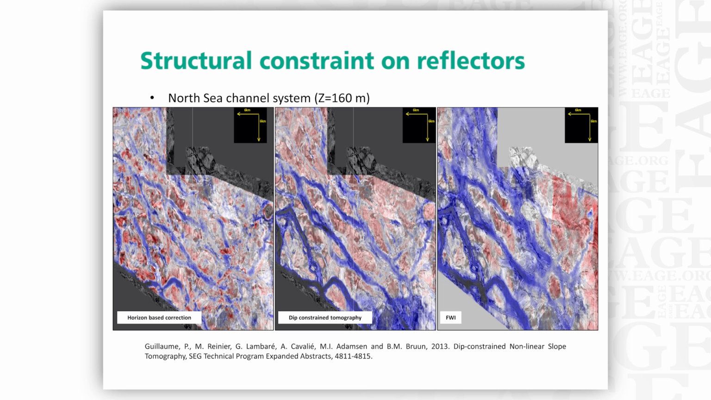I show you there an example, a comparison for a channel system in the North Sea. And you can see in the center the resolution that can be obtained with this approach. It is compared on the left with a manual approach where you pick some horizon and perform some 1D correction. It is compared on the right with full waveform inversion. So you see the resolution that can be obtained, in this case, with this kind of approach.